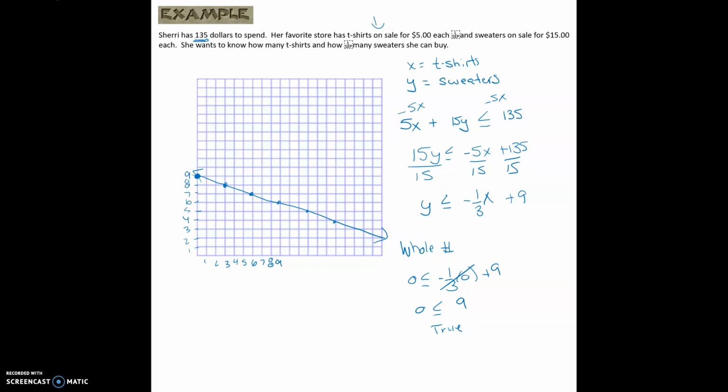I'm dealing with whole numbers, so I can't just shade it in. I have to dot. And those dots are representing all the different solutions I can have. So how many combinations of sweaters and t-shirts can she buy? And that's it. So let's try another one.